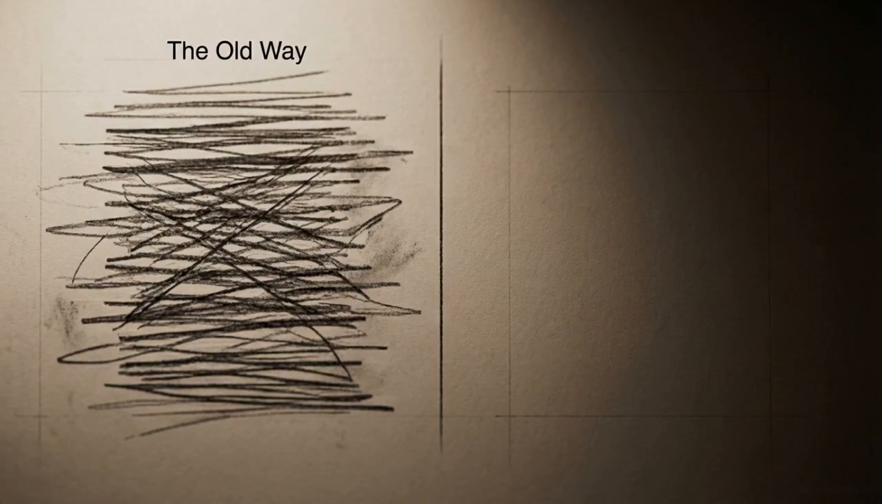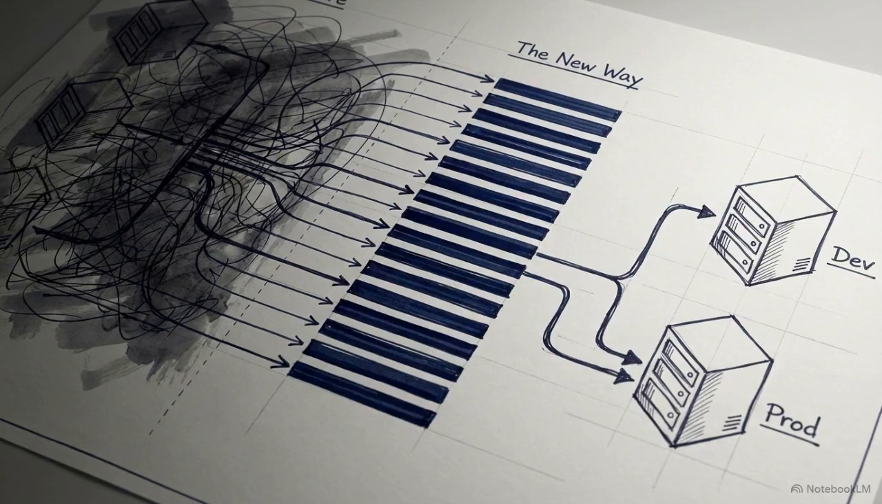This split screen shows the objective. On the left, 500 lines of duplicated code for a standard web server. On the right, a clean 15-line module block capable of spinning up independent development and production environments.